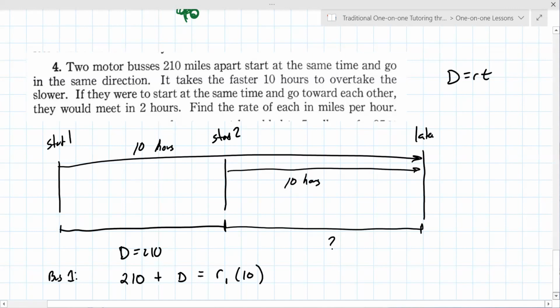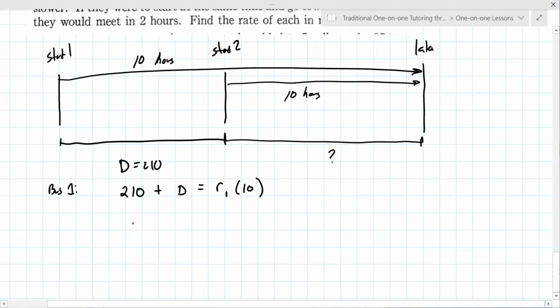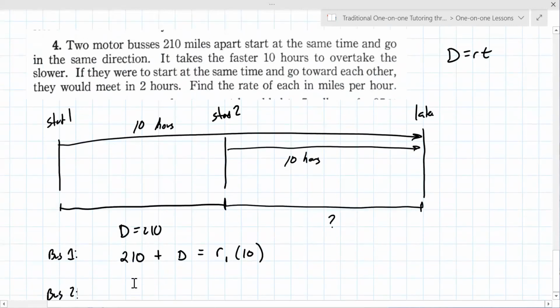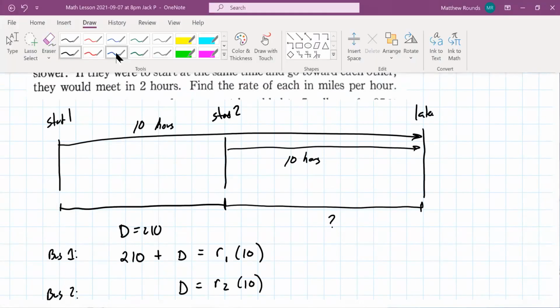Follow that? The second bus, bus 2, is not going 210 because it already started here. It's just going a distance D. It has a rate R2, and it's also going 10 hours. Is that all right? Yeah, it's fine.